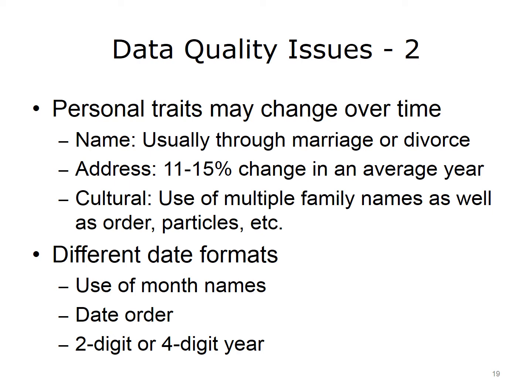There are also cultural variations in how names are spelled. There may be the use of multiple family names, or there may be differences in name order. There may also be differences in the particles that are used, such as MC or MAC, DA or DE, and a variety of other variations in names.